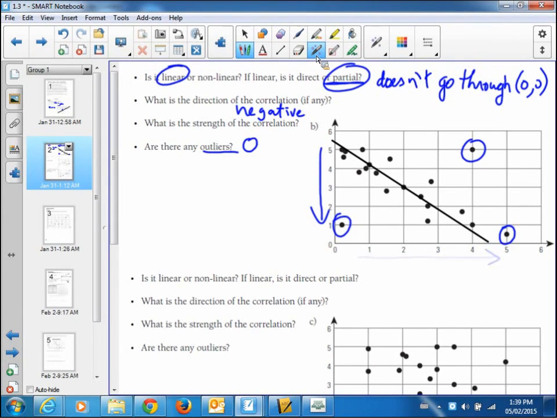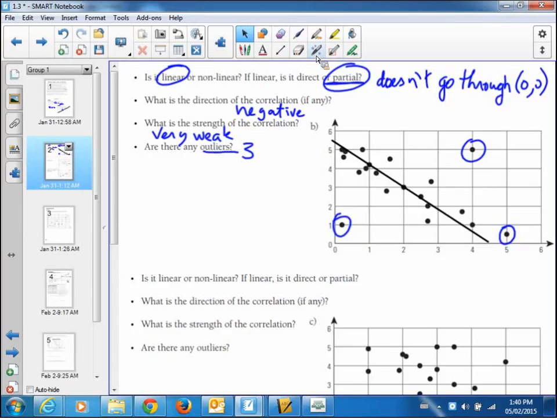What's the strength of this correlation? I'd say quite weak, right? Very, very weak. But there is one. Are there any outliers? I circled them. Let's say that there's 3. Okay.